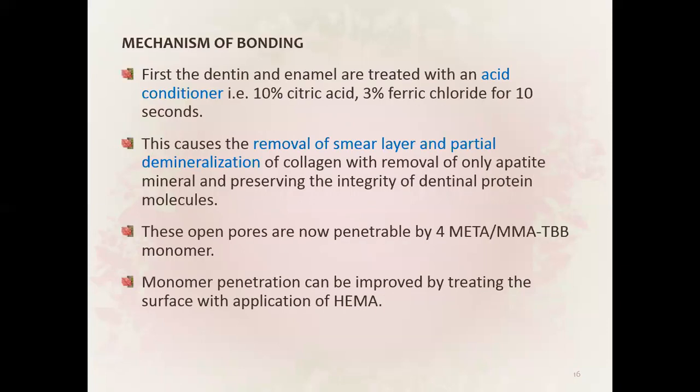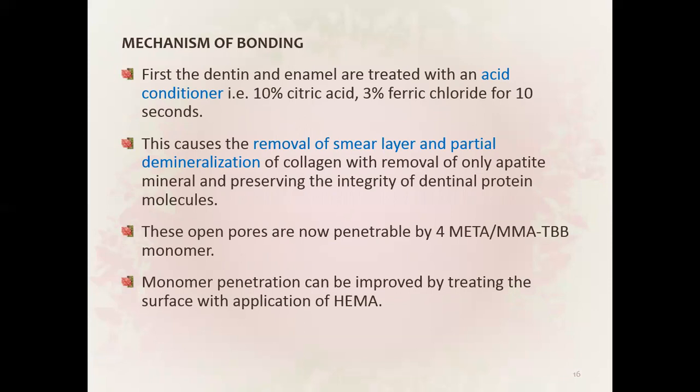In the mechanism of bonding, first, the dentine and the enamel are treated with acid conditioner, that is 10% citric acid, 3% ferric chloride, for 10 seconds. This causes the removal of smear layer and partial demineralization of collagen, with removal of only apatite mineral and preserving the integrity of dentinal protein molecules. These open pores are now penetrable by 4-META or MMA-TBB monomer. Monomer penetration can be improved by treating the surface with the application of HEMA.